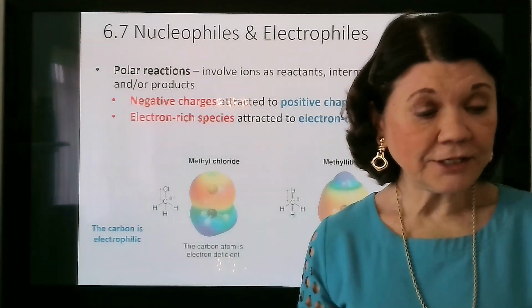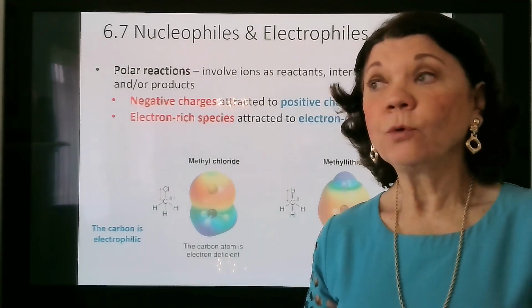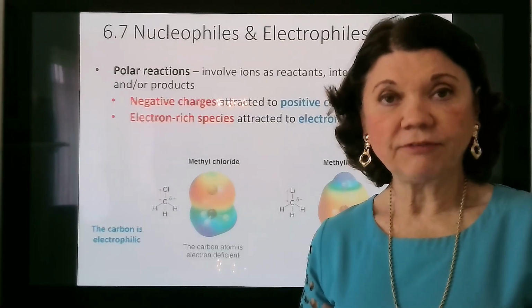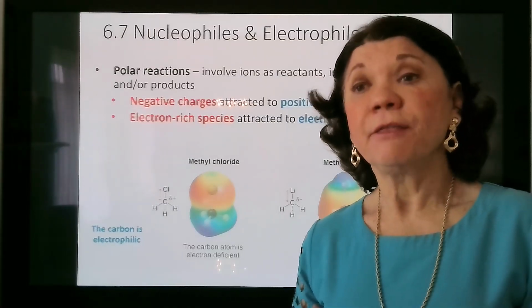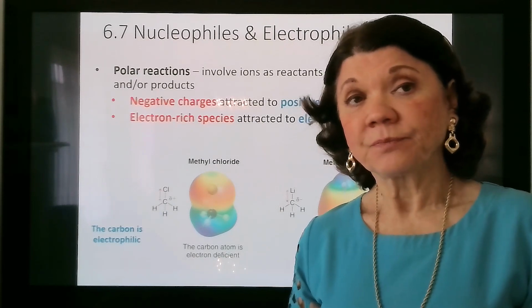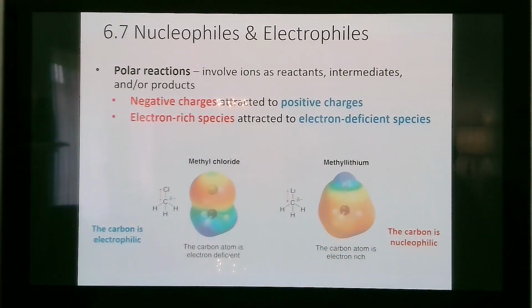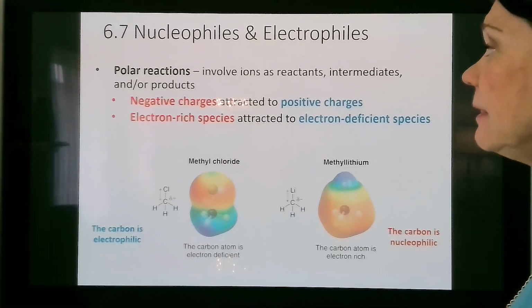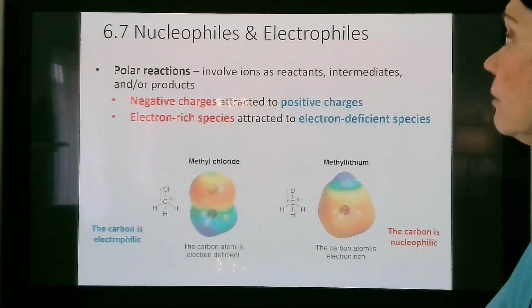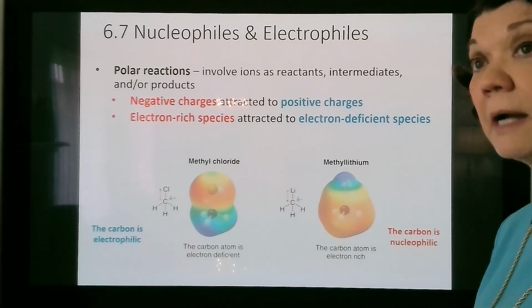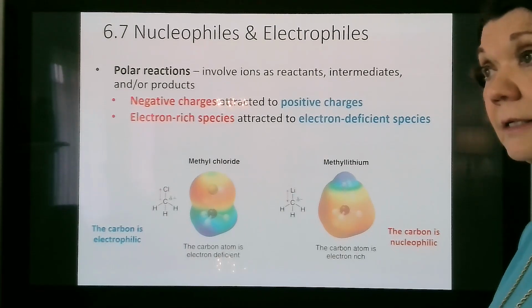So we're going to continue with chapter 6. We're going to look at nucleophiles and electrophiles and the arrow pushing that describes their reactions. So let's look here. These are going to be polar reactions because nucleophiles and electrophiles, by definition, are polarized.